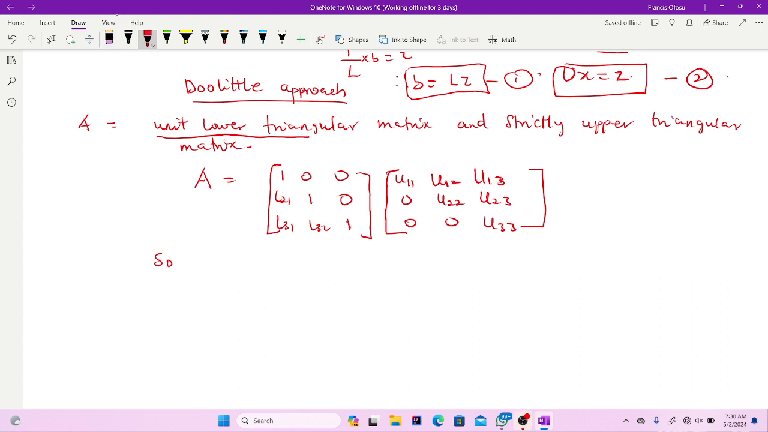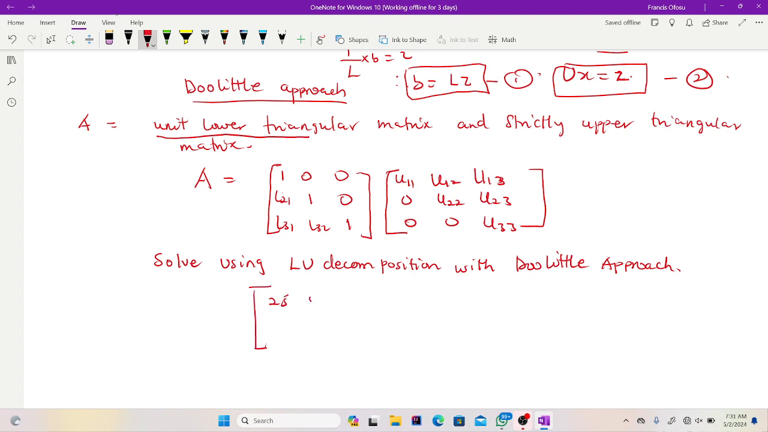So solve using LU decomposition with the Doolittle approach.